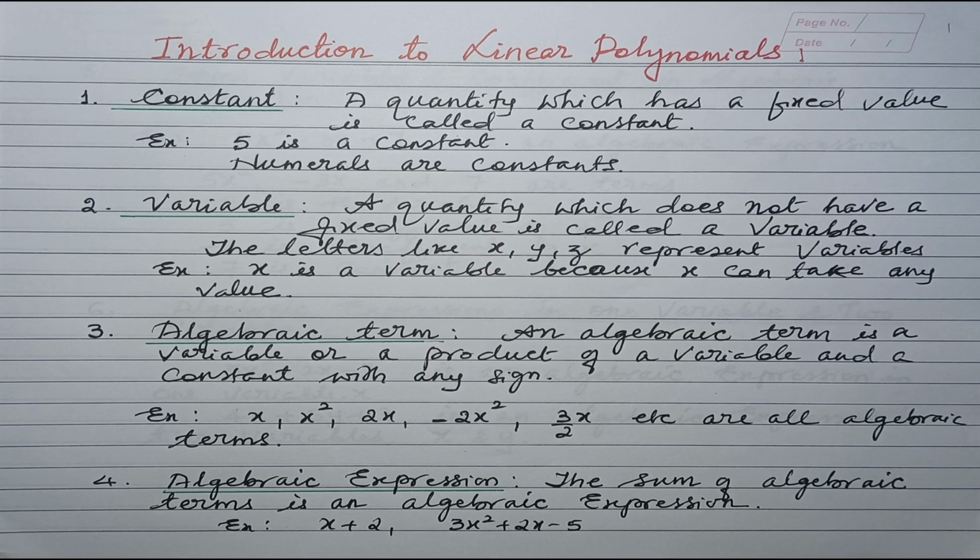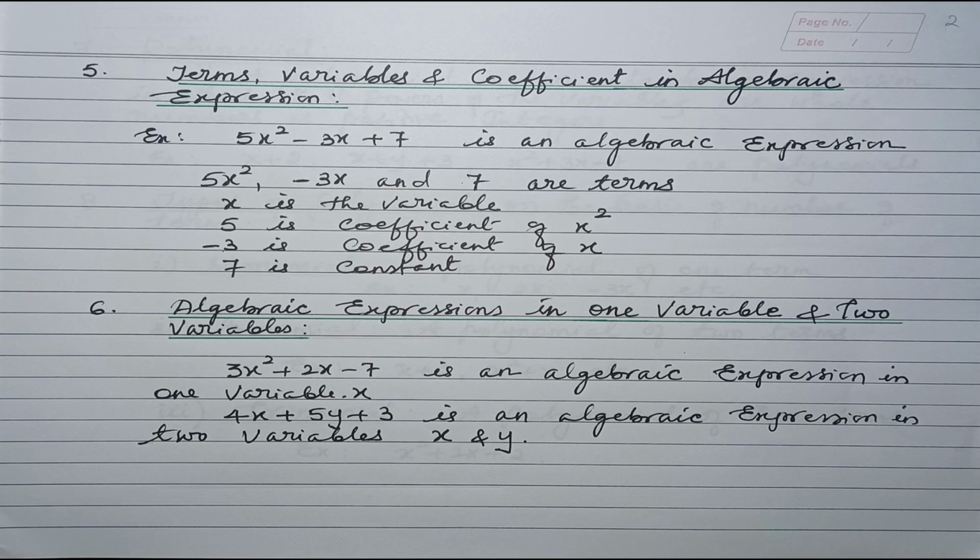Now the next important word is algebraic expression. The sum of algebraic terms is known as an algebraic expression. That means when we add or subtract two or more algebraic terms, then it is an algebraic expression. Now we have to know how to identify the terms, variables and the coefficients of a given algebraic expression.